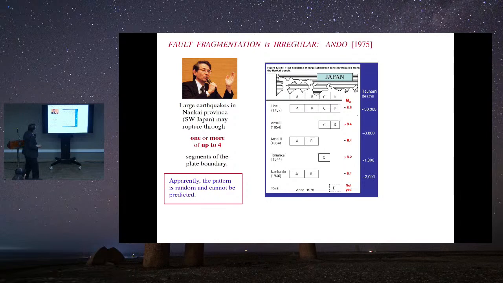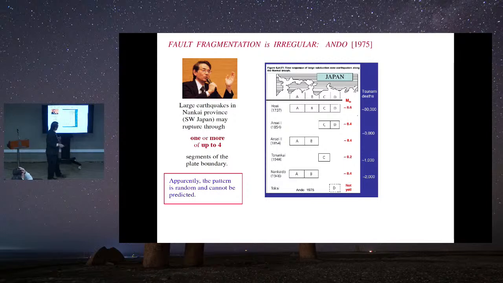And then in 1854, within a month or so, there were two earthquakes which each ruptured two blocks: A, B, and C, D. Then this one ruptured only C. Then this one ruptured A and B. And it is expected in Ando's paper that D would be up.